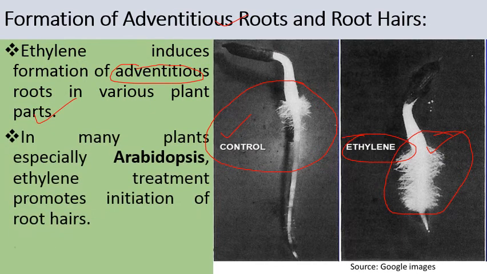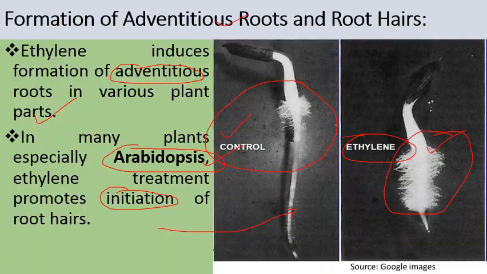In many plants like Arabidopsis, which is a model plant, ethylene treatment promotes the initiation of root hairs that we can see in this picture. So it's a very important role of ethylene, and it helps in formation of root hairs. So this is all about the various physiological responses of ethylene. Next, we will discuss abscisic acid.